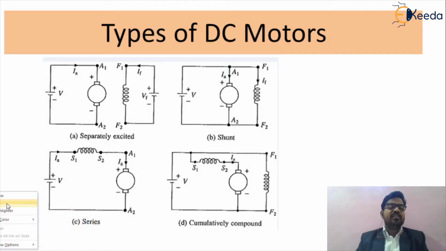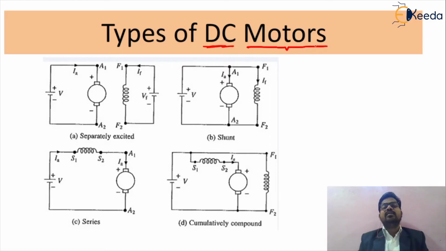Okay, so friends, let us understand the basic types of DC motor. DC means direct current motors. We have the basic concept of a motor: motoring is the operation in which we convert electrical energy into mechanical energy. There are different types of DC motors.